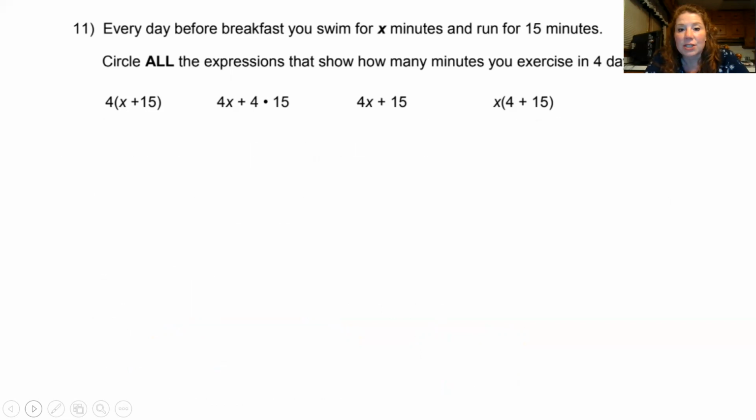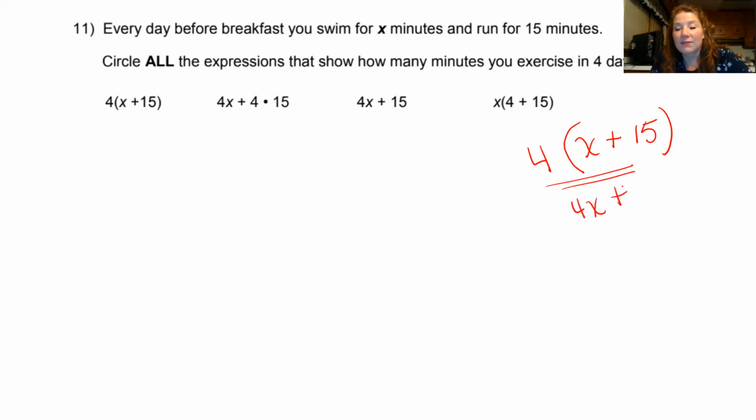Circle all the expressions that show how many minutes you exercise in 4 days. So I swim for x minutes plus I run for 15 minutes, and I'm doing that 4 days a week. So I'm looking for anything that equals this. Well, if I use the distributive property, I'm going to get 4x plus 15 times 4, which would be 60. All right, let's see which one.